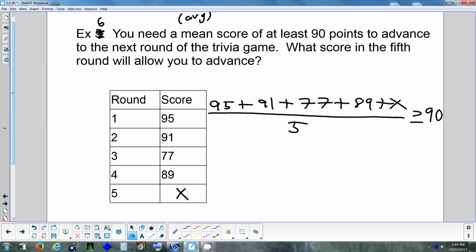Now, Joe, you added up the scores. Do you know what all those 4 add up to? 95, 91, 77, 89? 352. Yes, which is 352. Careful, you don't want to divide by 5 yet.